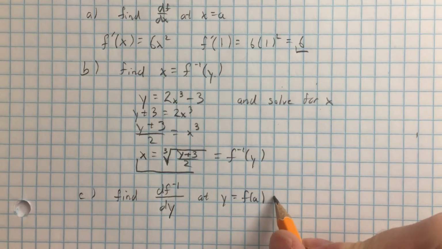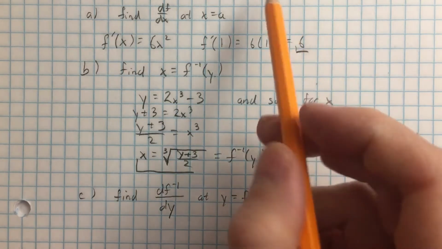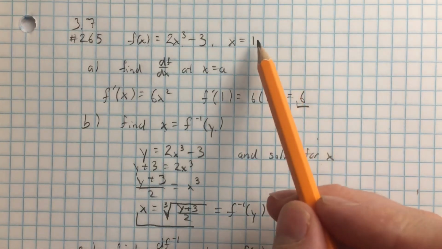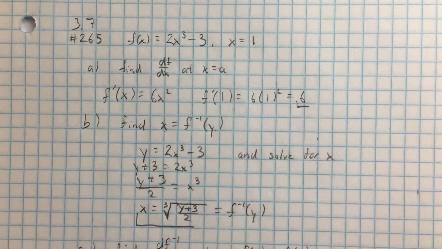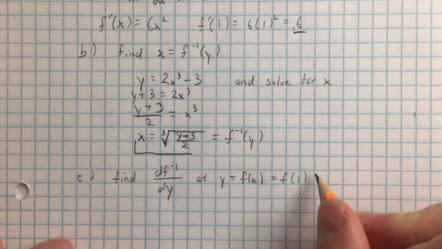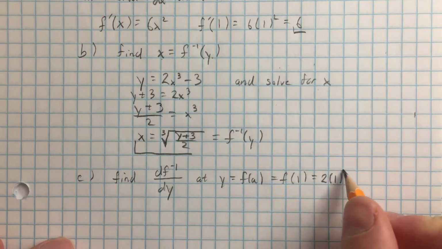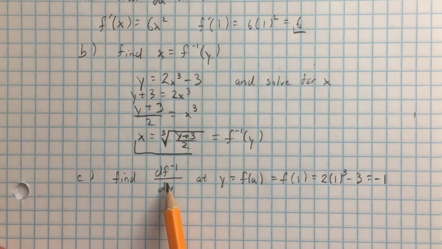Okay, so for us, our a value was 1, so we need f of 1 here. We just do it by inspection. You plug in 1, you're going to get negative 1. So we know f of 1 is 2 times 1 cubed minus 3, which is negative 1. All right, so we need to find the derivative when y equals negative 1.